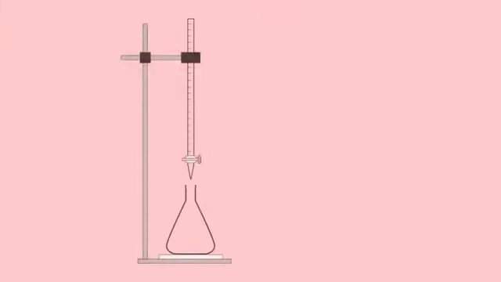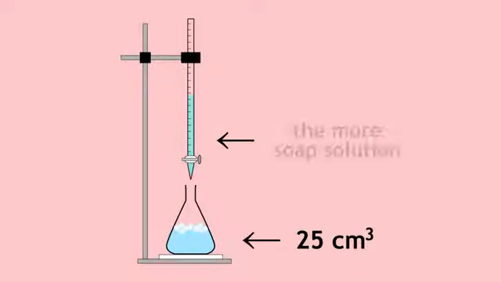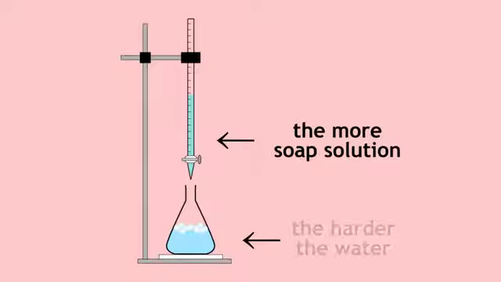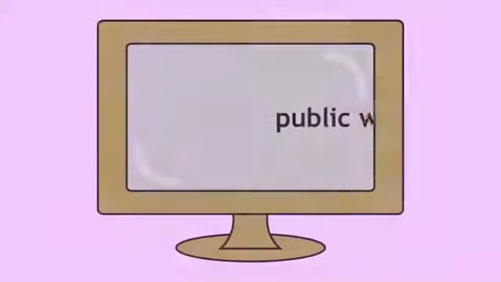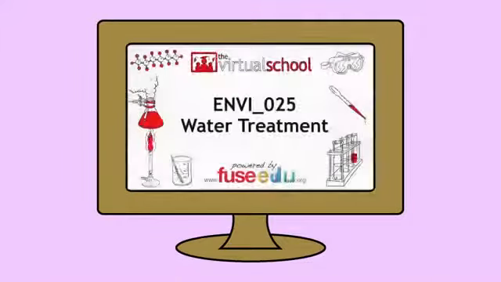To compare the hardness of different water samples, you can take a fixed volume, say 25 cc's of the hard water, and run soap solution in from a burette bit by bit, shaking each time until the soap lathers. That means you'll see bubbles on the surface, and the more soap solution you have to use, the harder will be the water. To see how water is softened for public water supply, watch Environment 025, water treatment.